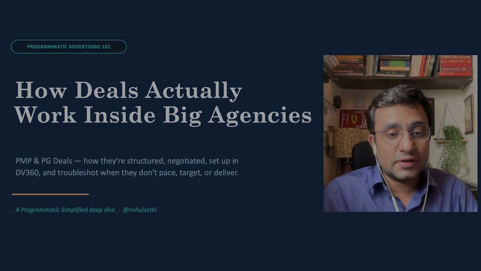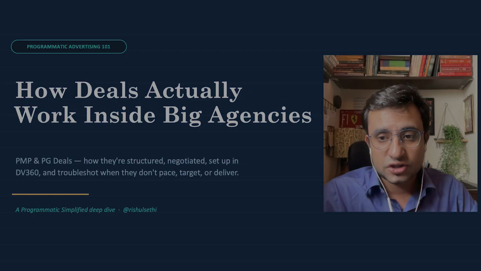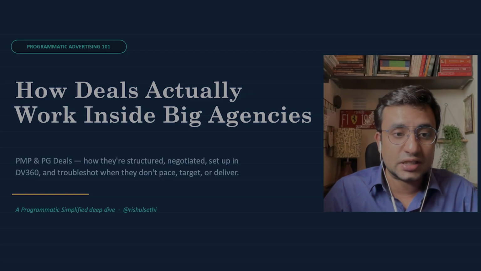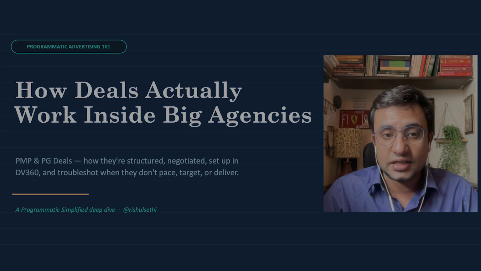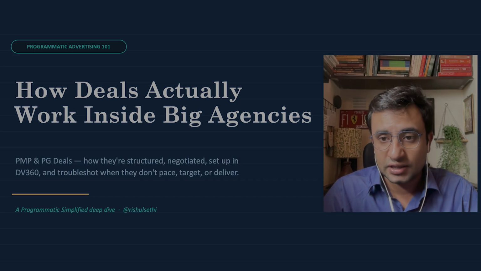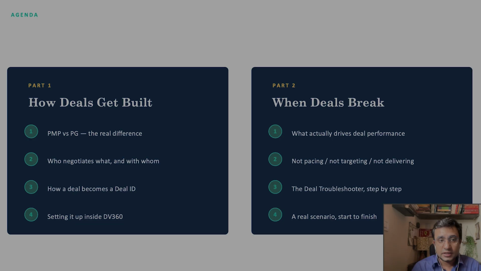Okay, so we will be discussing how these deals are structured, negotiated, set up in DV360, and then the troubleshooting when they are not pacing enough or they are not delivering the required performance. So part one is how deals get built. What is PMP versus PG, the real difference, who negotiates what with whom, how a deal becomes a deal ID, and setting it up inside DV360.